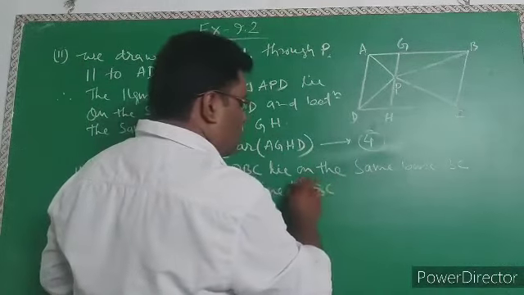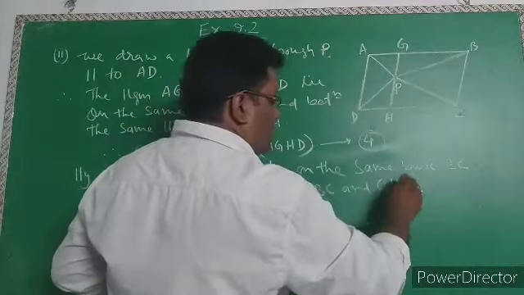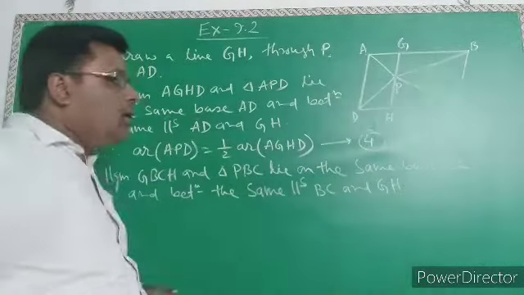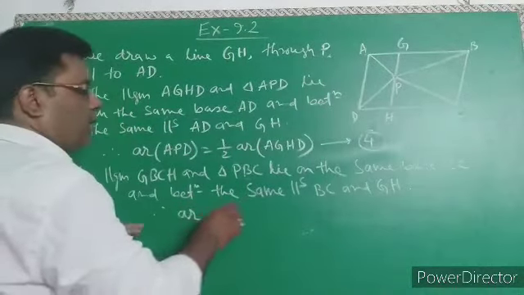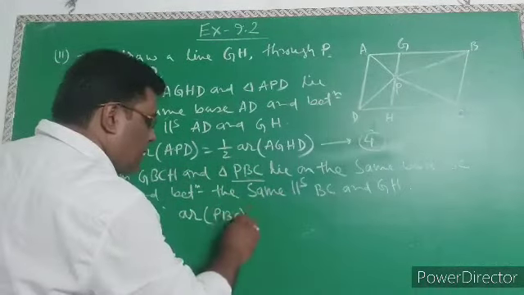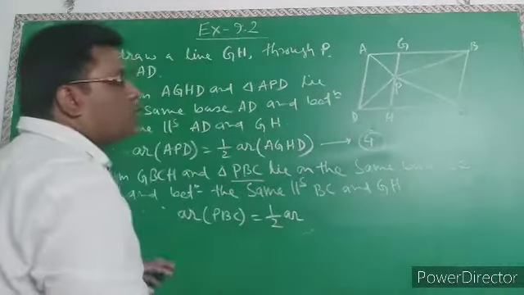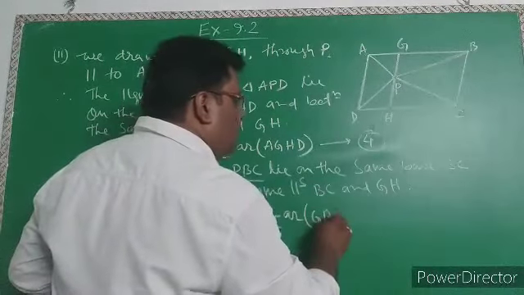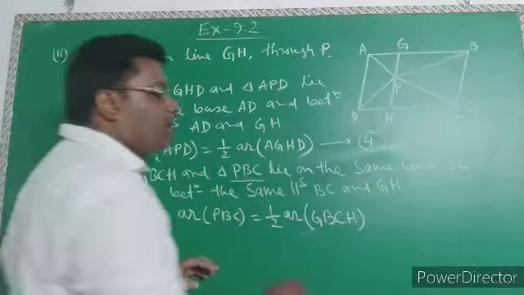Same parallels BC and GH. So we write here parallels shortly. Therefore, area of this PBC is equal to half area of GBCH. So give it number 5.